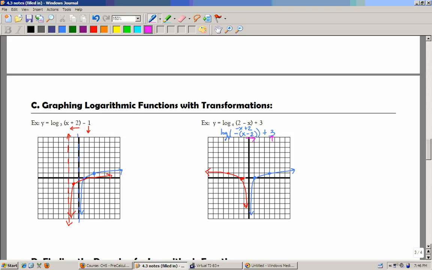So we're going to take these 2 points. If we take (-1, 0) and go 2 to the right and 3 up, it now lands at (1, 3). And this point over here at (-4, 1), if it goes 2 units to the right and 3 units up, it is now at (-2, 4). Also the asymptote was at x equals 0, it also gets shifted 2 units to the right. So that would be at x equals 2. That's the line the log function runs along and goes through those 2 points. So the purple graph is the final graph.